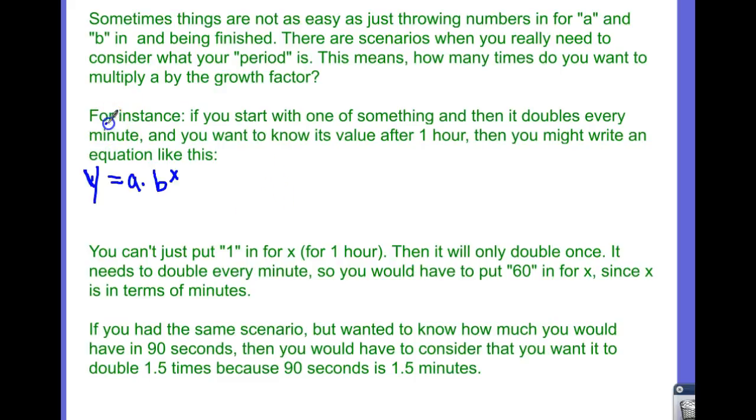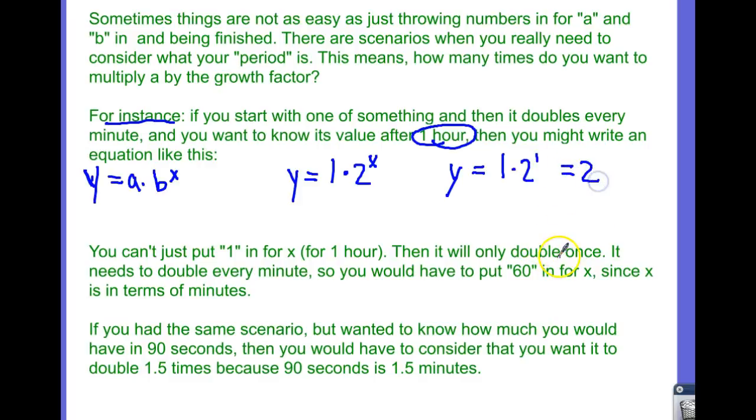So let's look at, for instance, if you start with 1 of something and then it doubles every minute. Start with 1, I have to double, so times 2 every minute. You want to know its value after 1 hour. The problem here is I can see 1 hour. Okay, so if x is my time, should I just do 1 times 2 to the first, which is 2? Of course not, because we know it doubles every minute, and this is 1 hour. So these are different. We have to consider that.